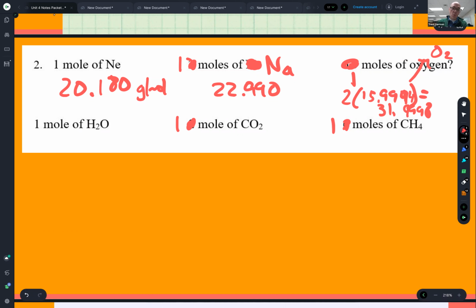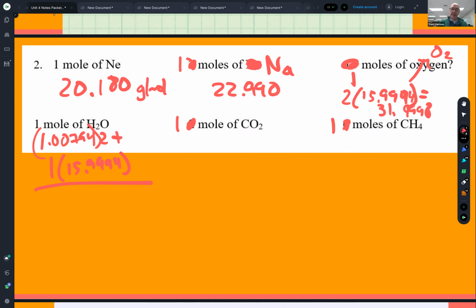All right. Water, H2O. Each one of the hydrogens weighs 1.00794, but there are two of them. And then there's only one of the oxygens. Each oxygen weighs 15.9994. So I'm going to add all that together. 1.00794 times 2 plus 15.9994. And that gives me 18.1528. Now with sig figs, there are only four values here that I can use. So this actually would round to 18.02.